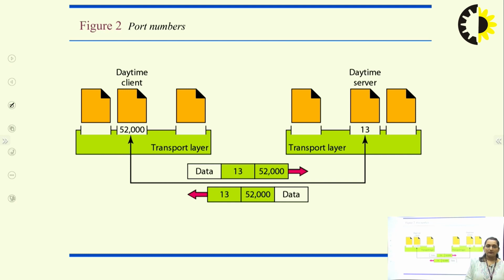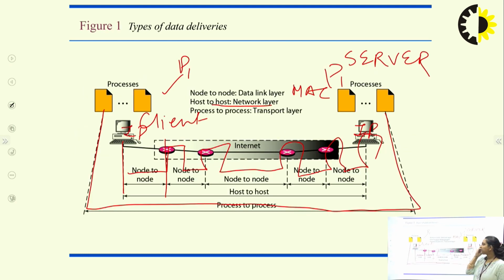Next, at the host side, that is the network layer, we have an IP address. At the process side we have a port number. It is like delivering a letter: we see the state, then the city, the locality, the block number, and then the house number. This way we deliver our letter from one state to another.